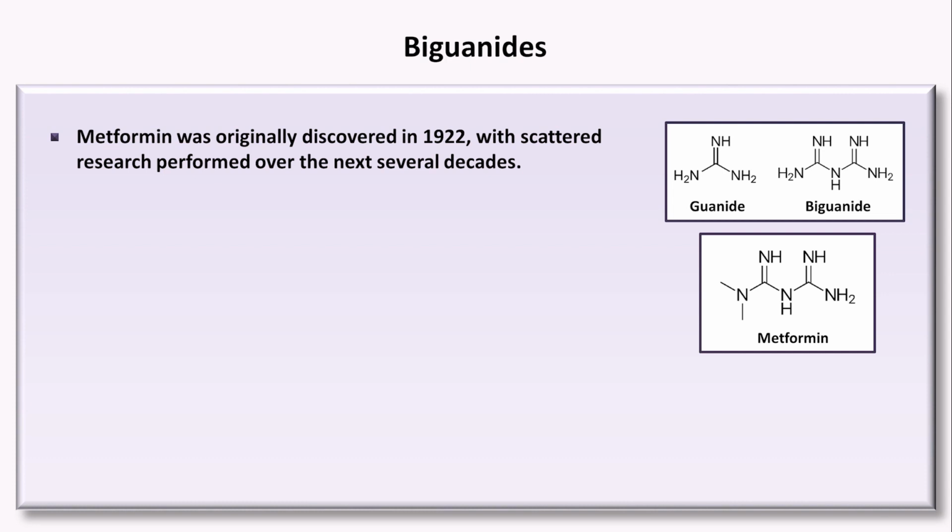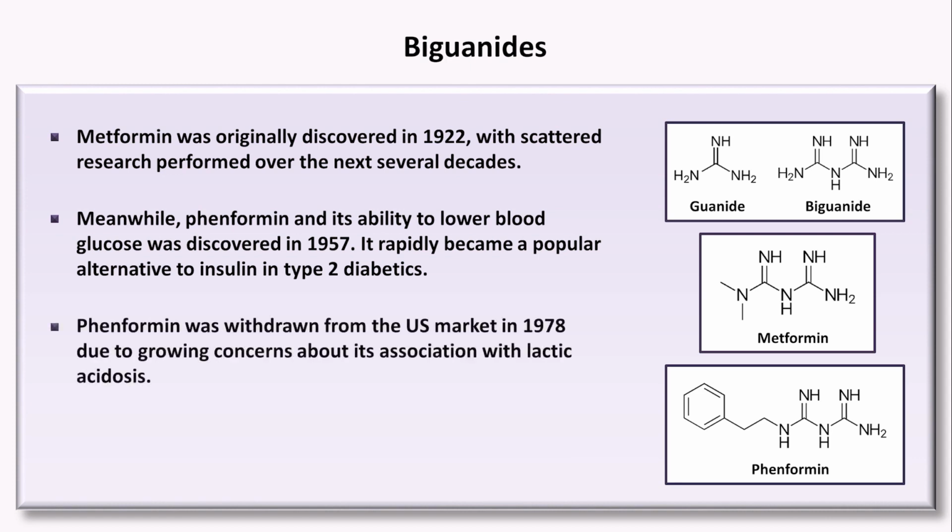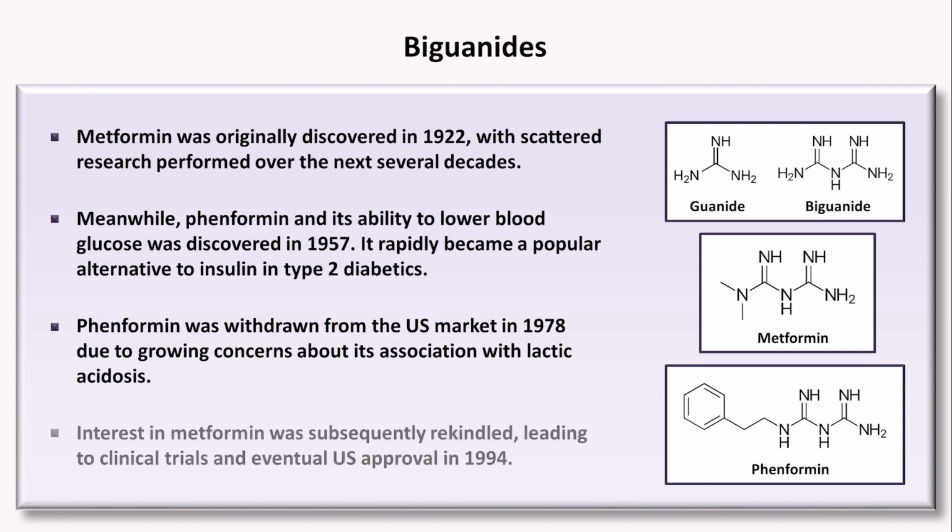There was some additional scattered research here and there, but nothing caught the attention of the broader medical community. Meanwhile, another biguanide called phenformin and its ability to lower blood glucose was discovered in 1957, and unlike metformin, phenformin became a popular alternative to insulin in type 2 diabetics. Unfortunately, it was withdrawn from the US market in 1978 due to growing concerns about its association with lactic acidosis. As there remained no alternatives to insulin other than sulfonylureas at the time, interest in metformin was rekindled, leading to clinical trials and eventually a US approval in 1994.